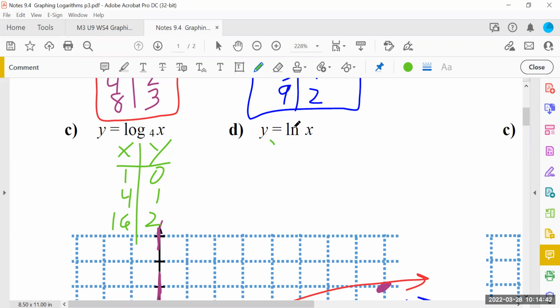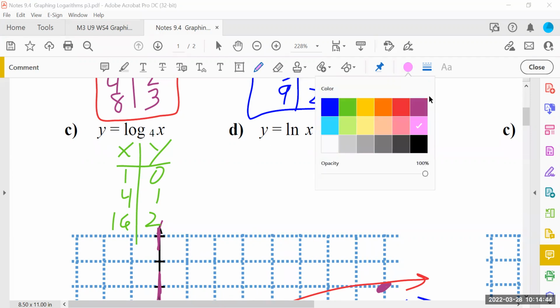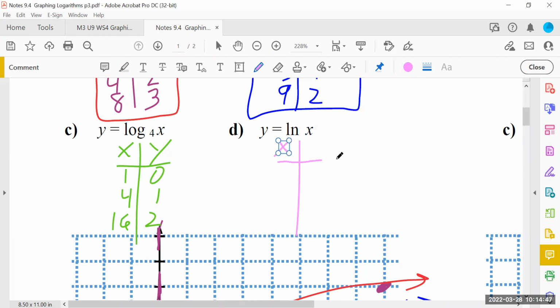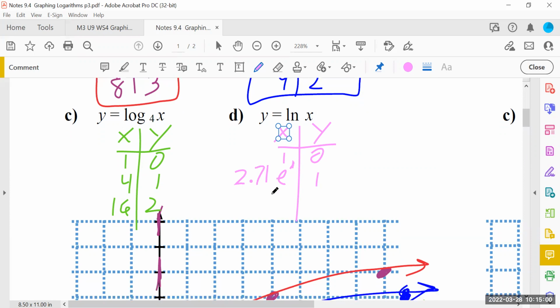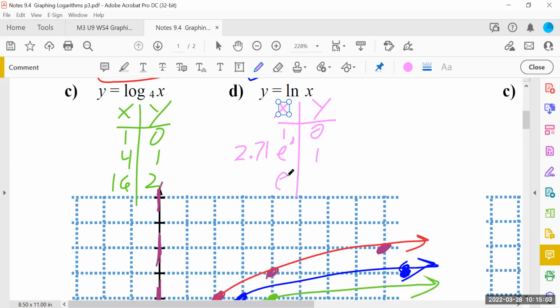So the reason I bring that up right here, let's choose a different color, is if I'm graphing this, I'm still going to have 1, 0, but then my first value is going to be e to the first power. e to the first power we just found was 2.71. And then if I do e to the second power, I'm going to get out 7.39, I think. Confirm that. Try it on your calculator. e to the second power should be about 7.389, something like that.